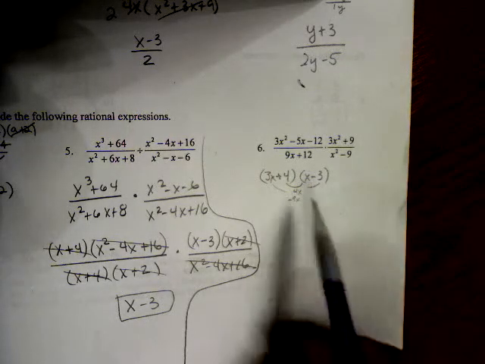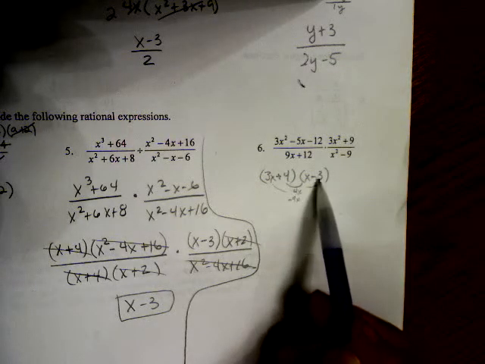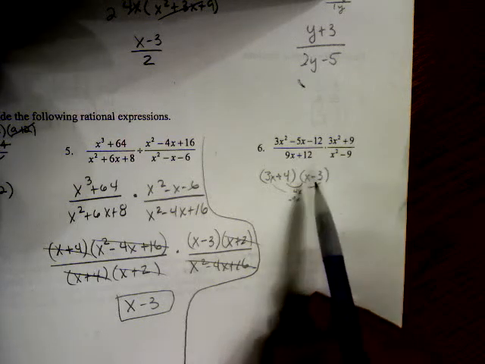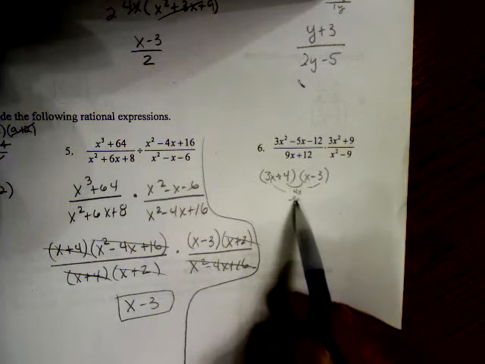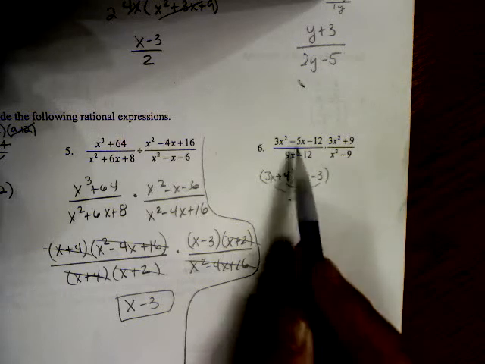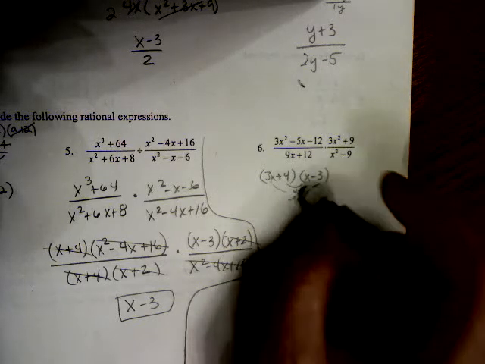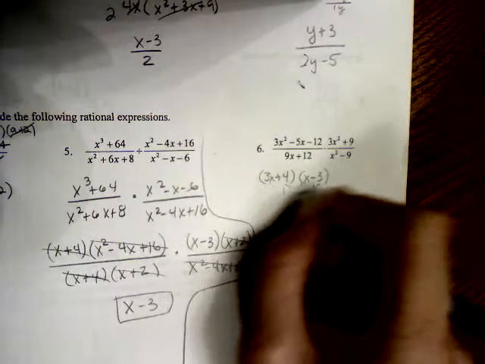And let's make sure this works. So we have a 4 times negative 3, which gives us negative 12. And 4x minus 9x is a negative 5x, and 3x times x, which is 3x squared. So those factors work.